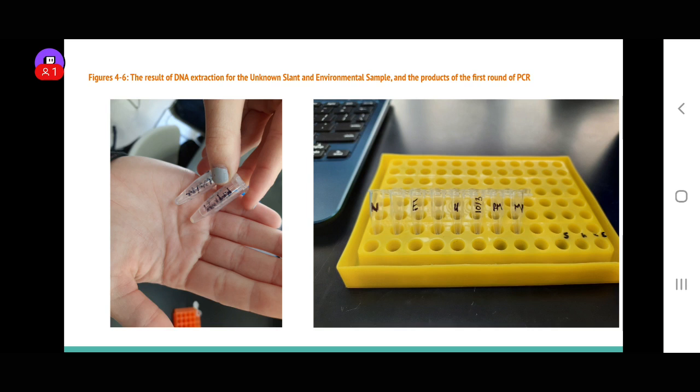These are the results of the DNA extraction on the left, and then our PCR products for the first round. We have a negative control in the far left of the PCR picture, then the environmental PCR mixture, then the unknown bacteria mixture on the far right of that PCR section. For the first round, we were using the long primers, the 27 forward and 1498 reverse.